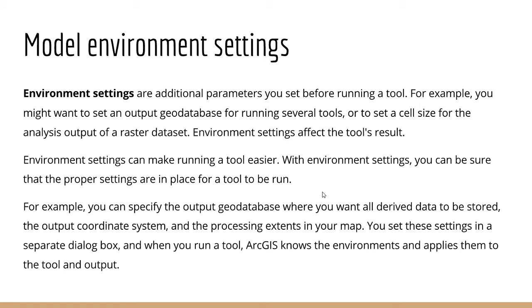All right, so how about these other settings, these model environment settings? Environment settings in the software are additional parameters you can set before running a tool. There are settings that specify how the tool works. For example, you might want to set up an output geodatabase for running several tools, or set a cell size for the analysis output of a raster dataset. Let's just talk about defaults, period. Everything's got a default in the software. Something it does without you, if you don't change it, it's going to do something.